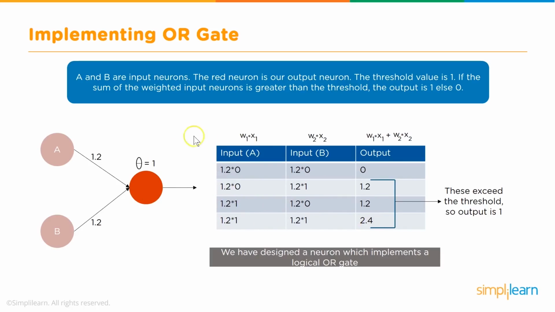During the training process, these weights will keep changing, and at the point where W1 is equal to 1.2 and W2 is equal to 1.2, the system learns that it gives the correct output. So that is the implementation of an OR gate using a single neuron or a single layer perceptron.